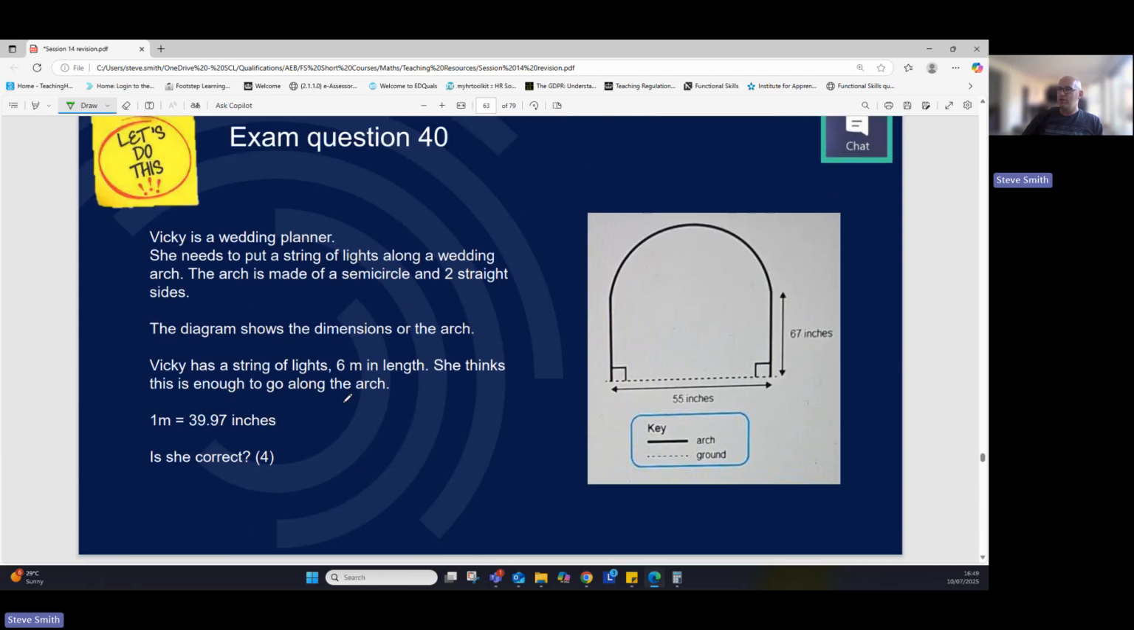4 points. Circles again. Vicky is a wedding planner. She needs to put a string of lights along a wedding arch. The arch is made up of a semicircle. If it's a semicircle, we're dividing our number by 2. And it's got 2 straight sides. The diagram shows the dimensions of the arch. Vicky has a string of lights 6 meters in length. She thinks there is enough to go along the arch.